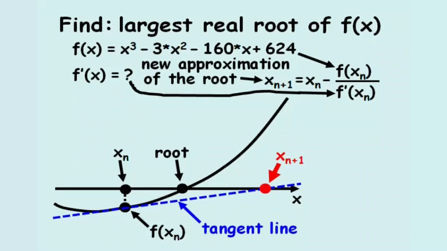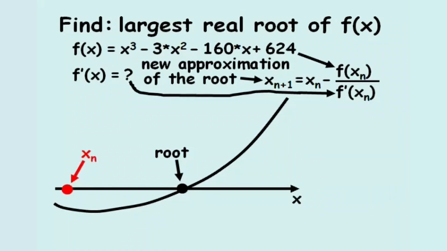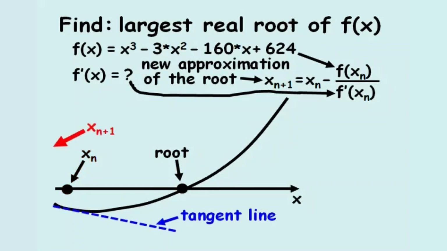Newton's method will work if our initial approximation of the root is close enough to the actual root. If our initial approximation was further away, then Newton's method may not converge as we would expect it to. Before we can begin, we still need to determine the derivative of f of x, f prime of x. And we also need to start with an initial value of x, xn.